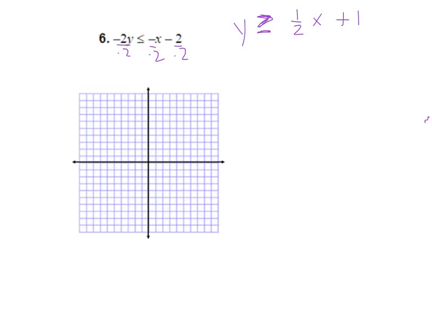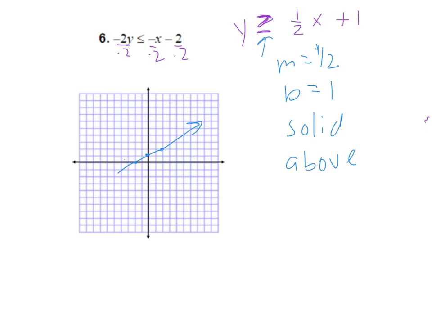Now when I'm looking at this, it is a linear equation. So my m is equal to 1/2 and my b is equal to 1. It's going to be a solid line because there's a line underneath here. And since y is greater than, I'm going to shade above that line. So if I plot my points at a positive 1, rise of 1, run of 2, rise of 1, run of 2, solid line. And when I'm shading, it's going to be above the line.